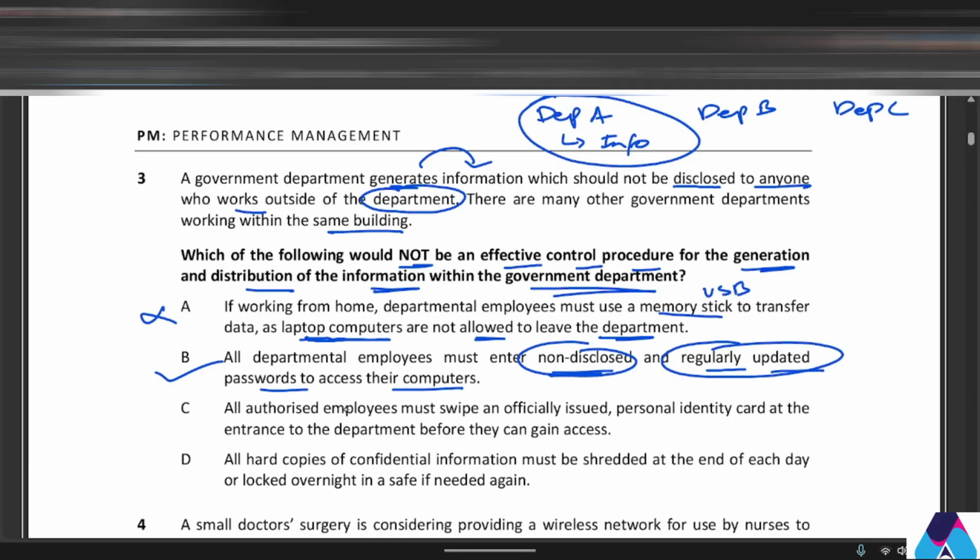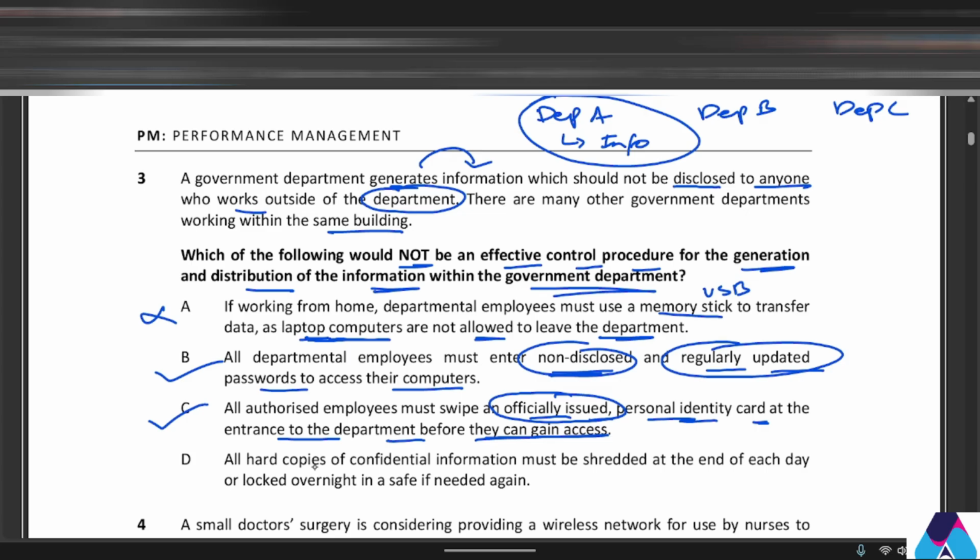Part number C says all authorized employees must swipe an officially issued personal identity card at the entrance to the department before they can gain access. This is also a very effective control, because this will not allow anyone who is not from that department to enter into that department, right? So this is an effective control.